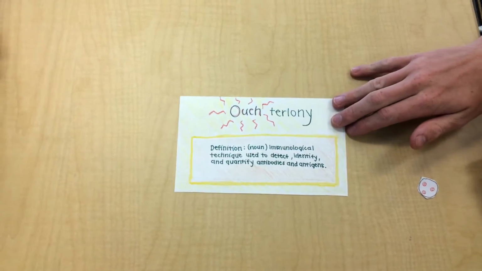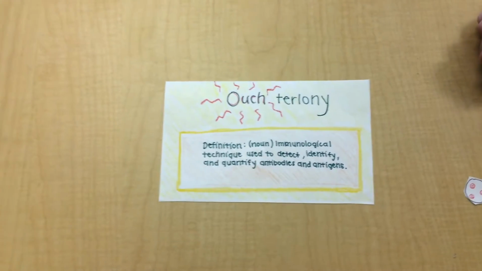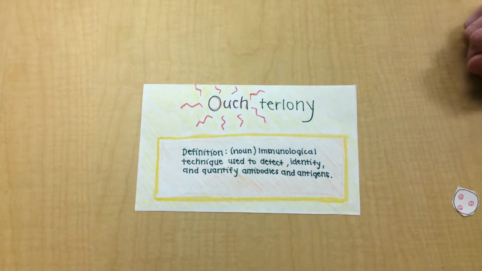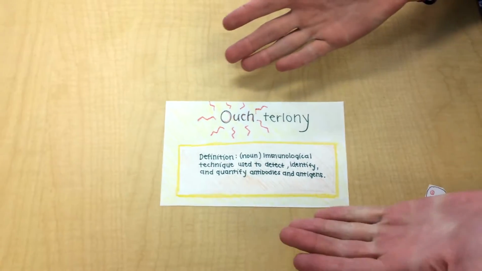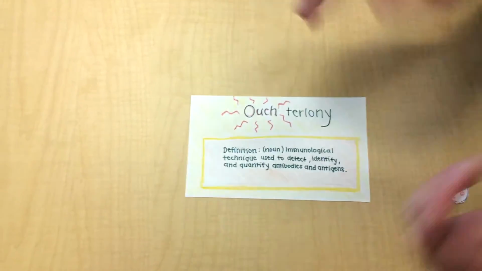Hi guys, today we're going to be talking about Ouchterlony. Ouchterlony is the immunological technique used to detect, identify, and quantify antibodies and antigens. Basically, it's telling you what antibodies know how to kill what antigens, which are like diseases.